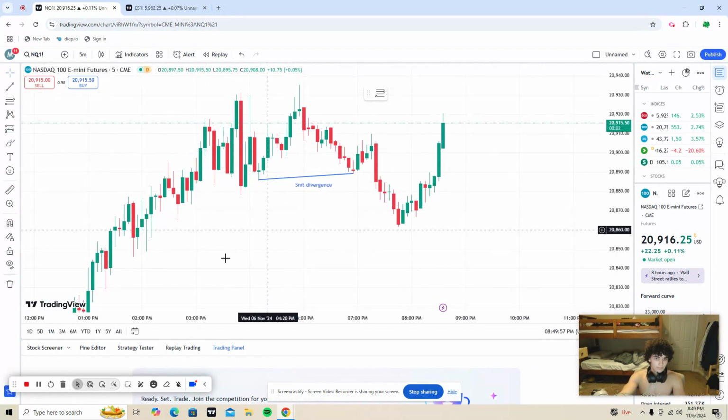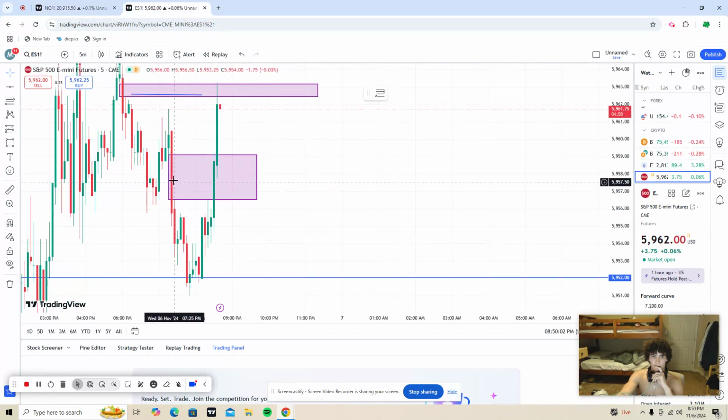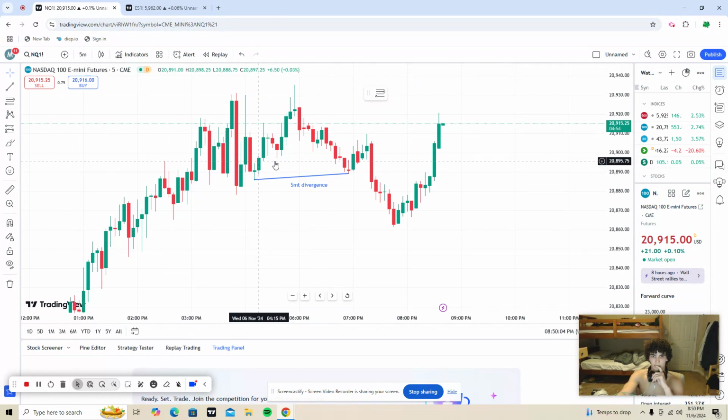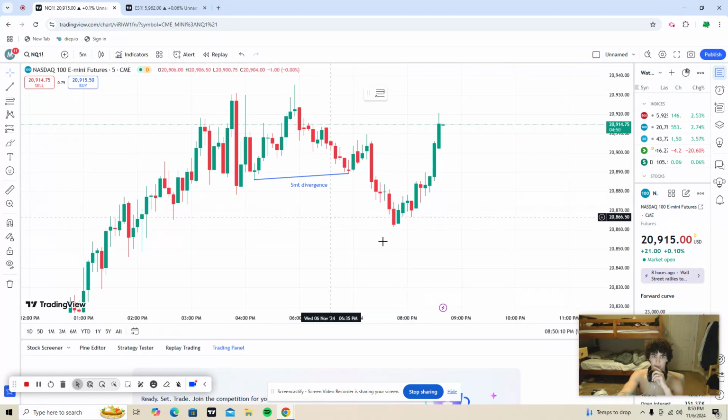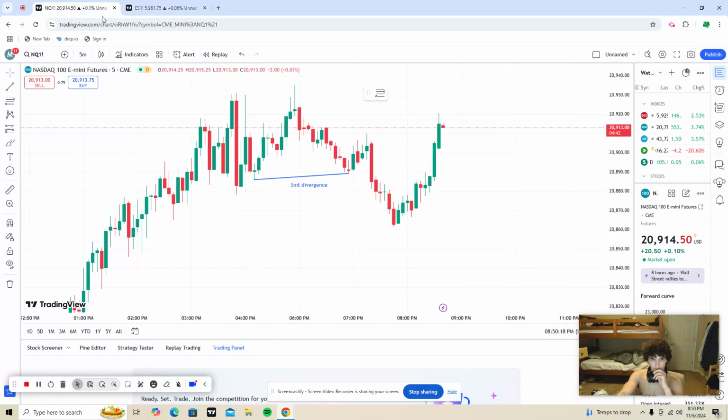I don't really care. But yeah, so that's a SMT divergence where on one chart it sweeps a high and on one chart it doesn't, which means one of them is the weaker pair, and so this one probably dropped to right here, and this one probably dropped way lower. Yeah, it dropped way lower. So you can use that to see how strong or weak one of the pairs is.